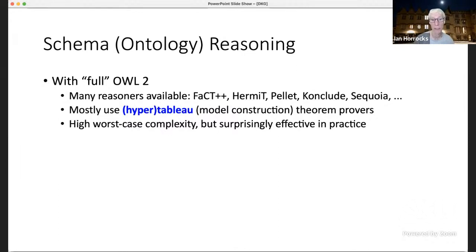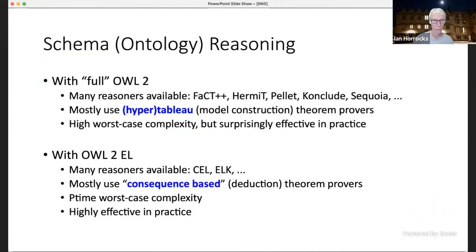They typically use this hypertableau model construction approach. But there's a high worst case complexity, as I already mentioned, but they're actually surprisingly effective in practice and are quite widely used. If we have really stringent requirements about the time taken for the computation, or we want to work with really, really large ontologies for which some of these above mentioned reasoners may be not so effective, then we can switch to the OWL2EL profile.